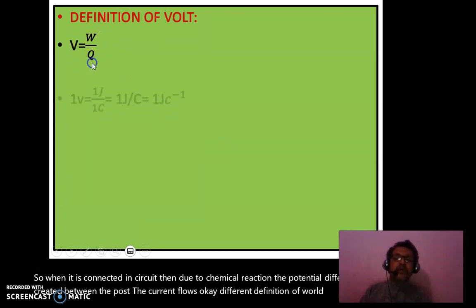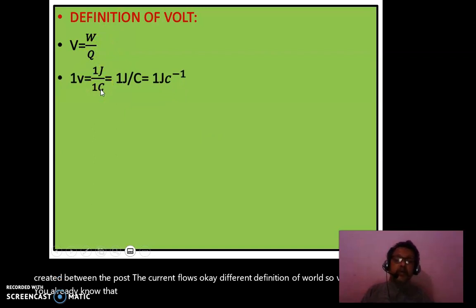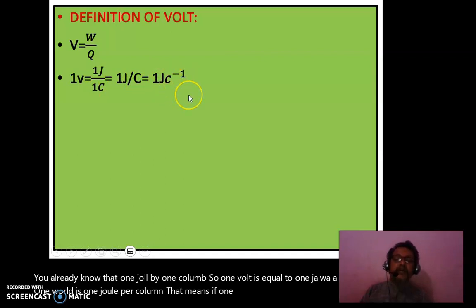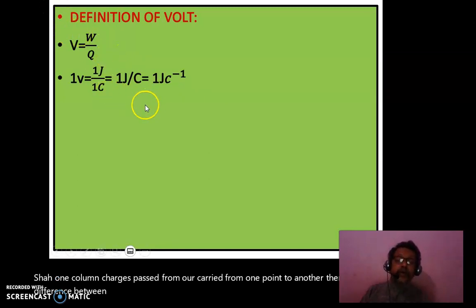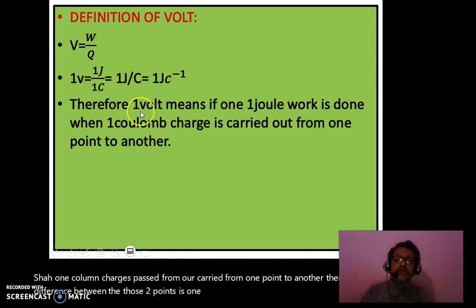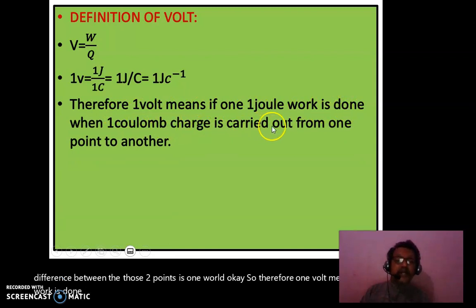Okay. Different definition of volt. So volt is W by Q, you already know that. 1 joule by 1 coulomb. So 1 volt is equal to 1 joule per coulomb. That means if 1 joule of work is done when 1 coulomb of charge is carried from one point to another, then the potential difference between those 2 points is 1 volt. So 1 volt means if 1 joule work is done when 1 coulomb charge is carried from one point to another, then that is called 1 volt.